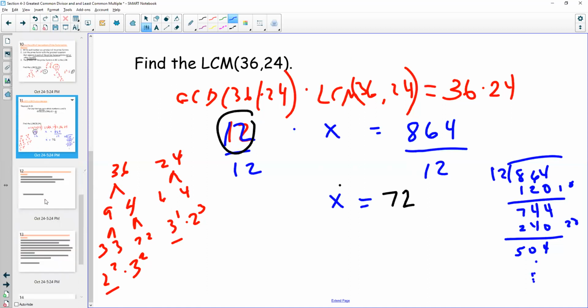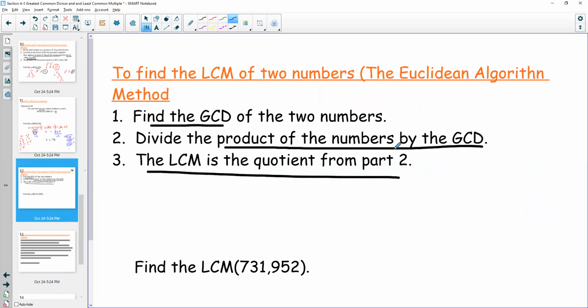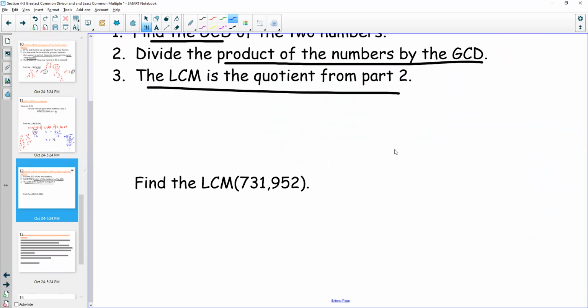Okay, so let us find this again. Actually, I was early with the Euclidean algorithm because basically that's what we just did. So we find the greatest common denominator and we divide the product of the two numbers by the greatest common denominator. That's the least common multiple. So let's try it again.